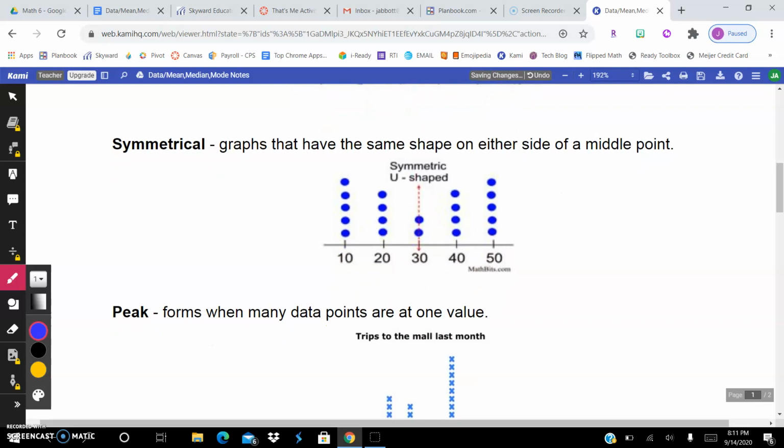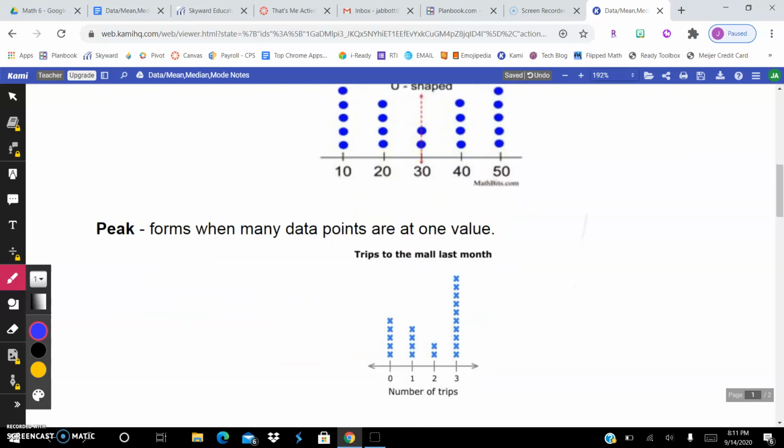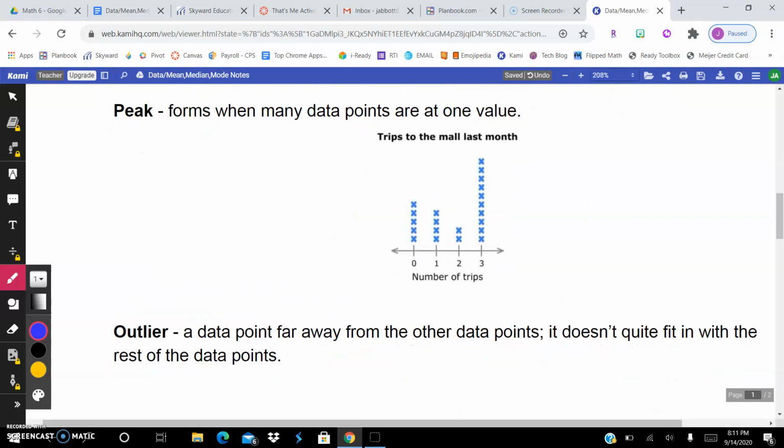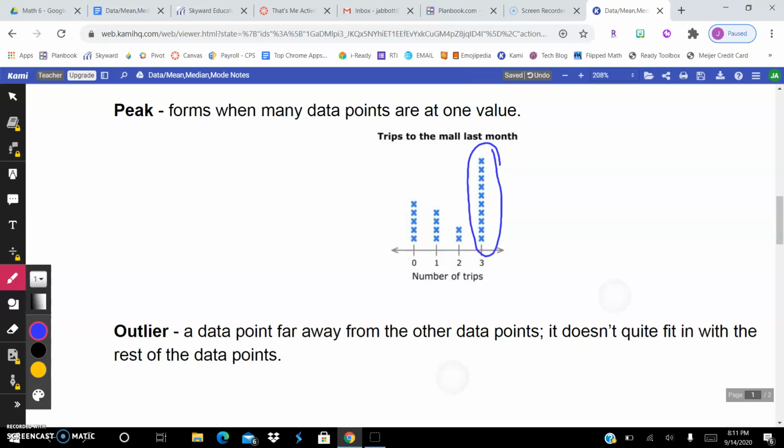Symmetrical means that it has the same shape on both sides of the middle point. So if we folded this in half, it would be the exact same on both sides. So therefore it is symmetrical. A peak forms when many data points are at one value. So here the peak is at 3. Most of those numbers are at 3.